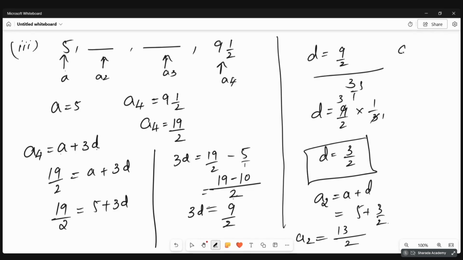Okay. A3, next one. So A3 is equal to A2 plus D, correct? So A3 is equal to 13 by 2 plus 3 by 2. So A3 is equal to 13 plus 3, 16 by 2. So A3 is equal to 8.